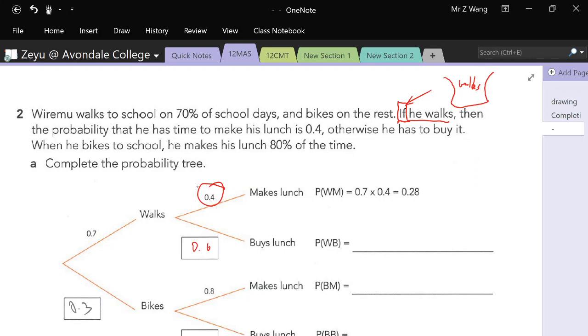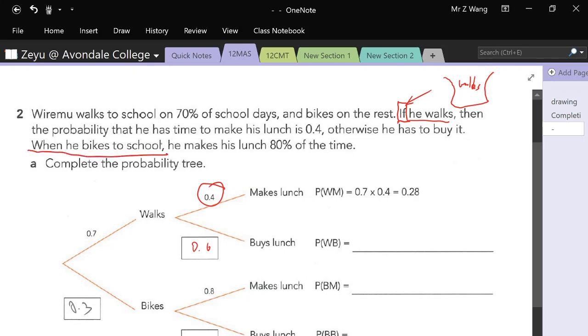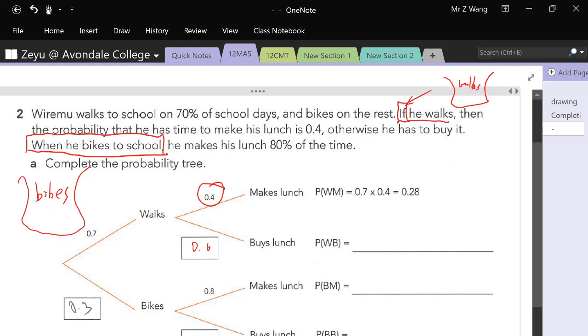And then this is another way when they say it: when he bikes to school. So that we are no longer picking from the jar of every day, we're picking from the jar that only contains that he bikes. Right? So that's why we put a 0.8 here. Okay, now what is this? That is 0.7 times 0.6.